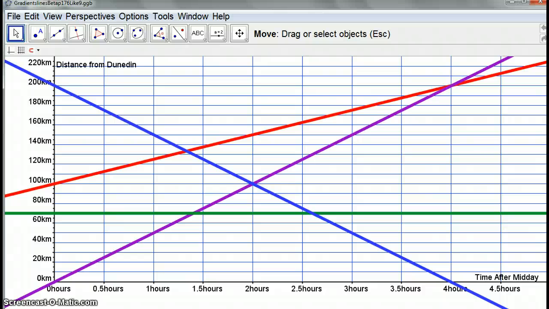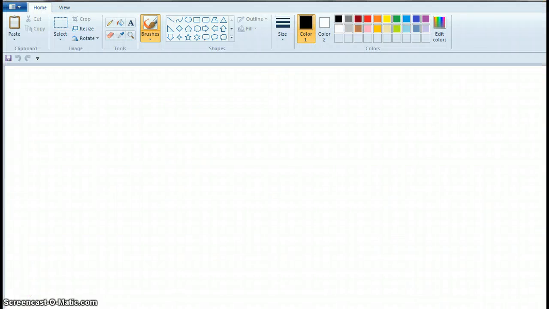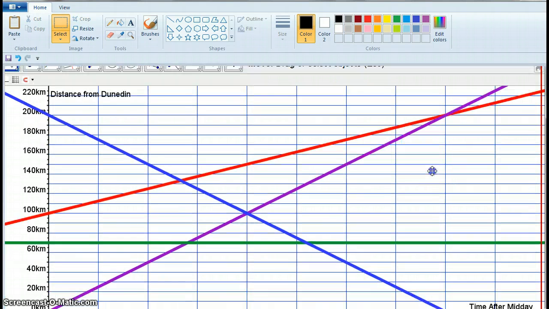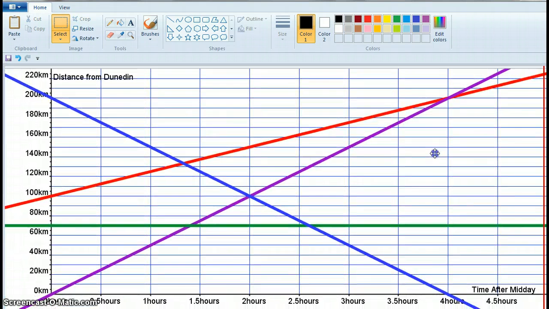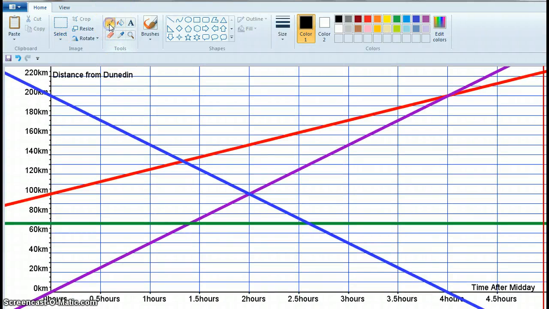So this image here is actually a similar one, but not exactly the same as the one in your beta textbook. I've just copied it from GeoGebra into here so I can draw all over it. The story behind this is train tracks and Dunedin and some kind of train track that goes wherever else. I forget what city it is. And this is on the y-axis, the distance from Dunedin. And on the x-axis, I've changed it to time after midday.